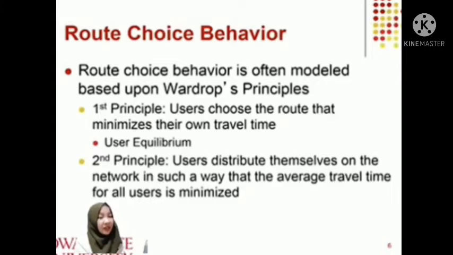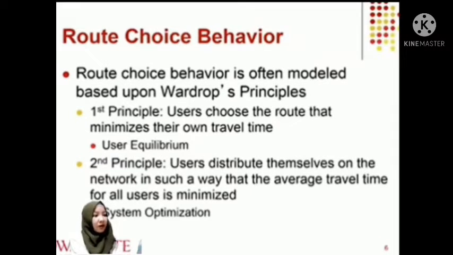Kasi dito, pinipili ng user mismo ang most convenient na path for him or for her, guaranteed na may fairness na mangyayari among users. For the second principle, users distribute themselves on the network in such a way that the average travel time for all users is minimized. Under this second principle is the system optimization. So, in this case, users would avoid congestion even if it results in higher travel time for themselves.